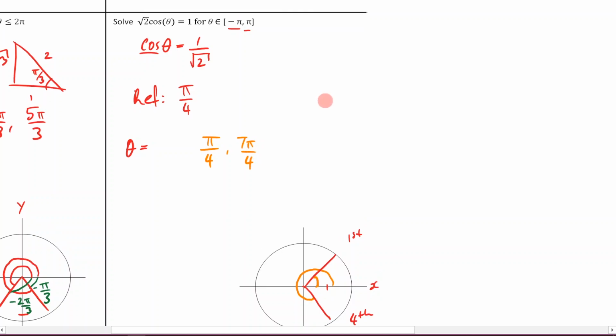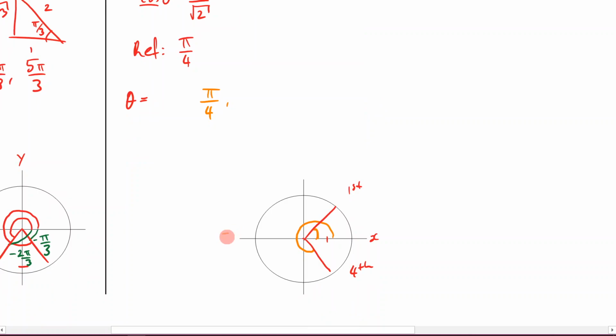But immediately you can see 7 pi on 4 is outside of my domain. So that means we don't include it, because we're stopping at pi. We're not going past pi, and that one went past pi. So we stop there. That pi on 4 is our answer for when we're going to pi, because from here to here, there's only one answer at pi on 4.